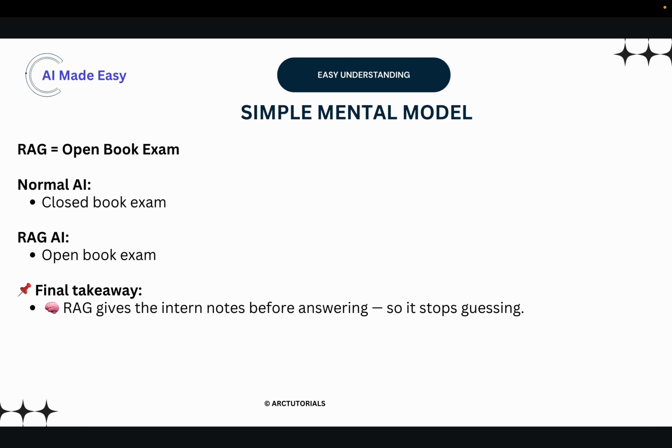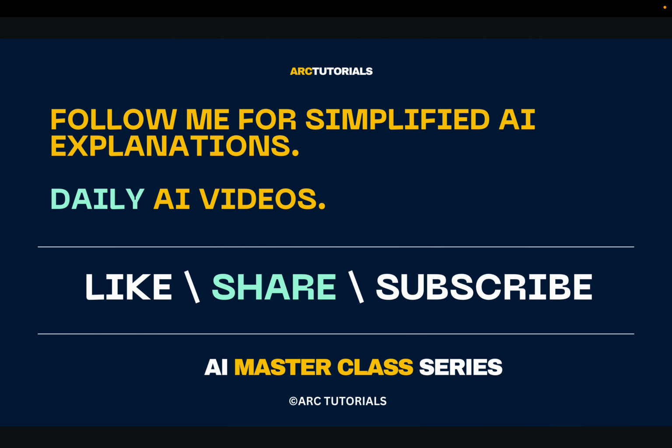So, closing notes in simple terms: think of it like RAG is an open book exam. You have the book for the AI model to go read it and come back with the exact real-time answer. Normal AI is a closed book exam. It only has the old data. RAG AI is like an open book exam, which means the AI model can refer to the book and get the exact data before answering. So it can stop guessing and give you the exact answer. I hope the concept of RAG is clear to you.